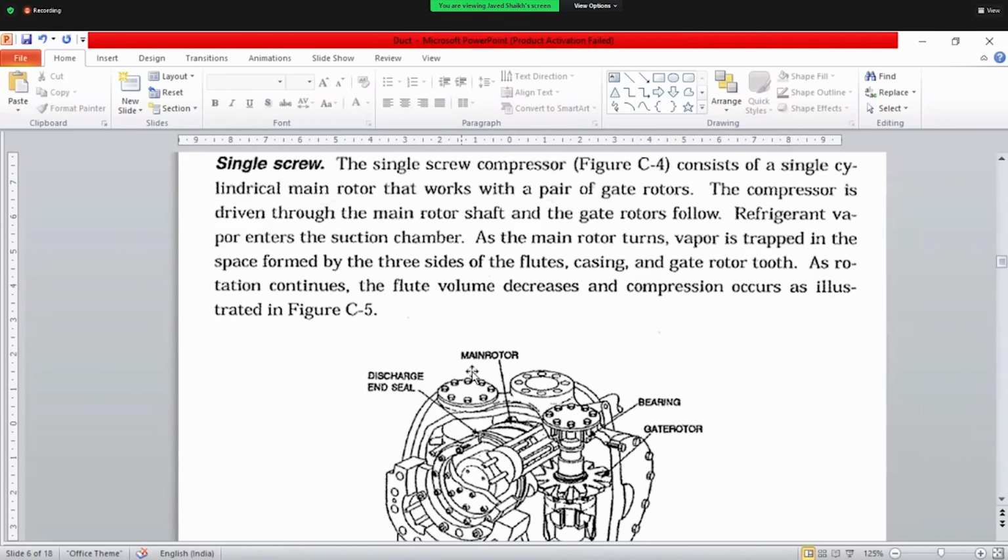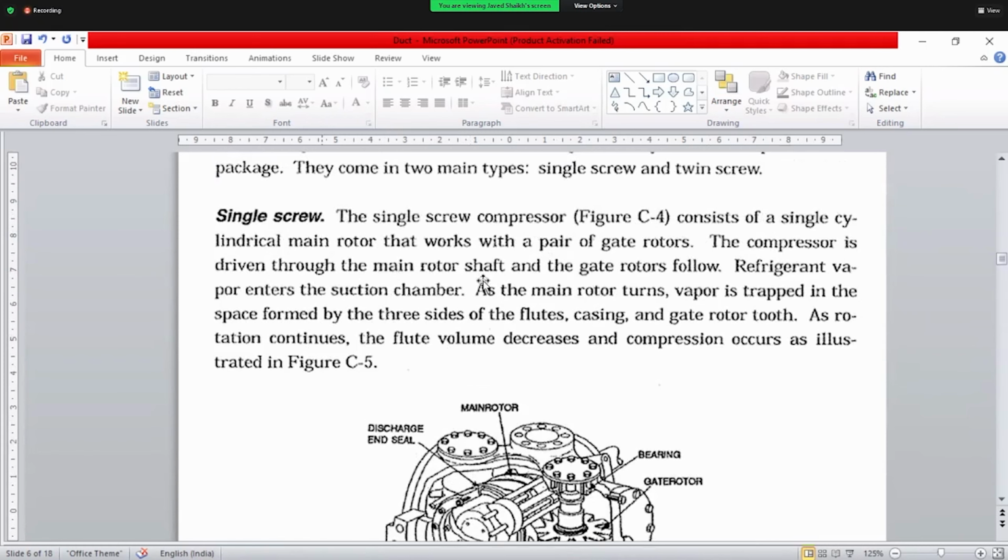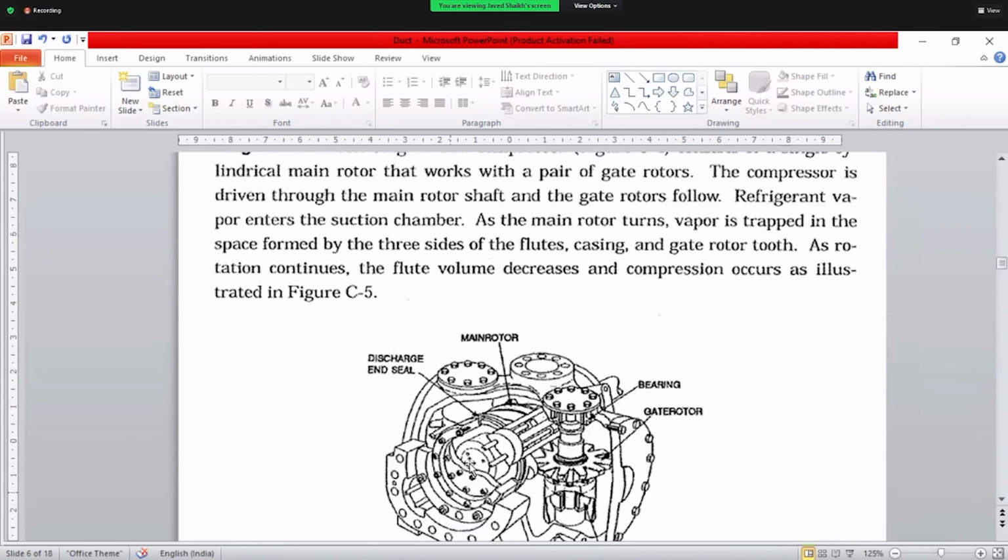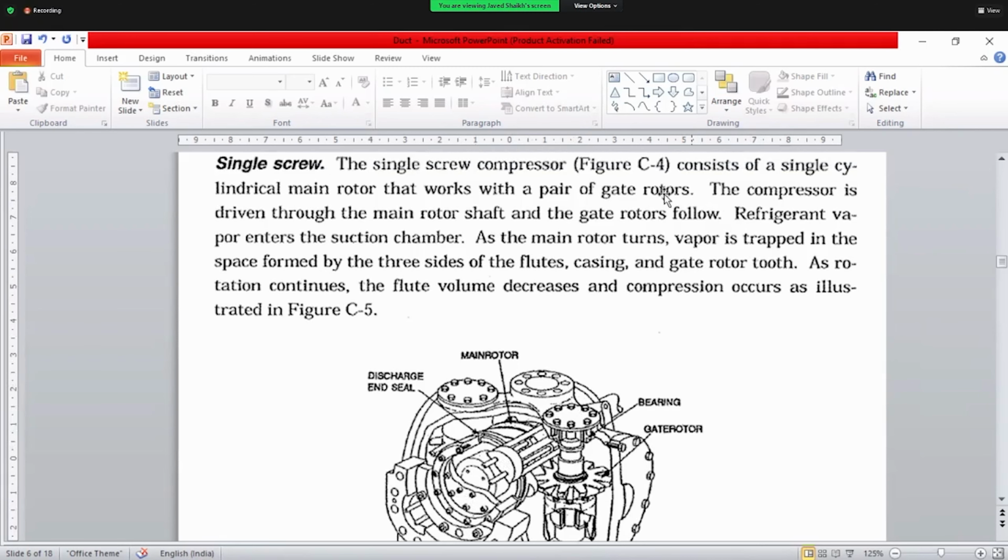The single screw compressor consists of a single cylindrical main rotor that works with a pair of gate rotors. So in between there is a single rotor and a pair of two rotors. Here is one rotor and that side is one rotor. So two rotors and in between one rotor. The compressor is driven through the main rotor, and the gate rotor follows. Refrigerant vapor enters the suction chamber.